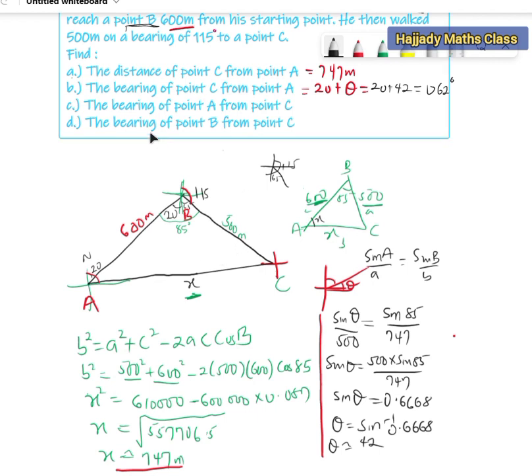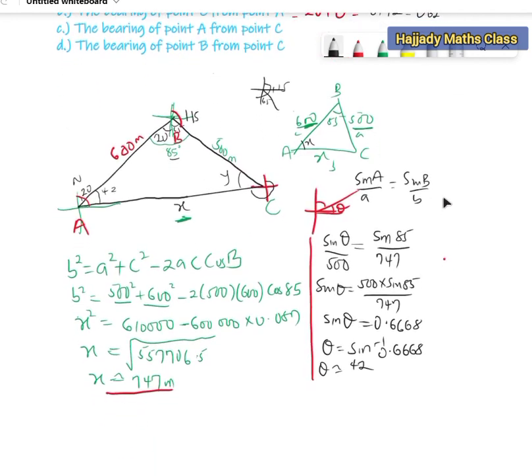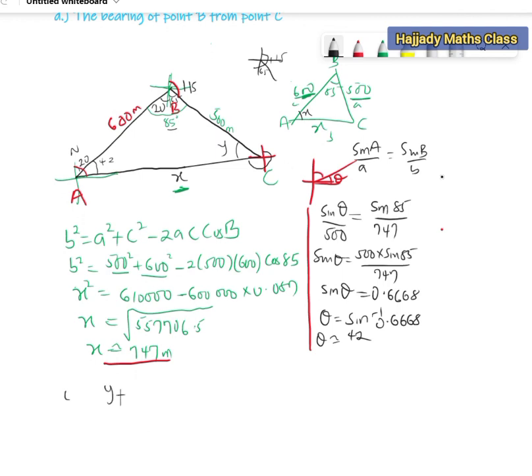And for the third part, it says the bearing of point A from point C. So that means you need the bearing of point A from point C, from here up to this place. Since we've gotten this to be 85, automatically this place has been given to us to be 42. Let's call this one y. So y, that is the C part, plus 42 plus 85 equals 180. Don't forget, sum of angles in a triangle. So my y is going to be 180 minus the addition of these two, which gives 127. So my y is going to be 53 degrees.